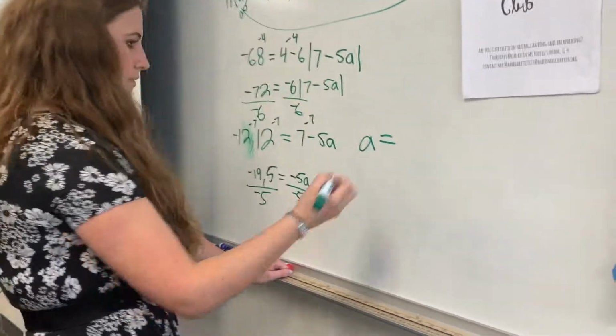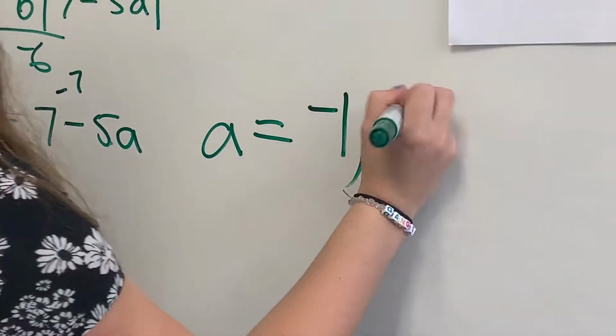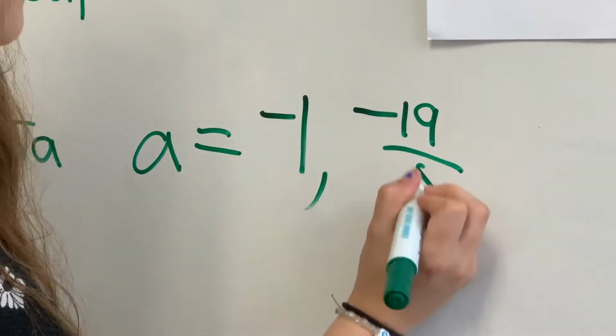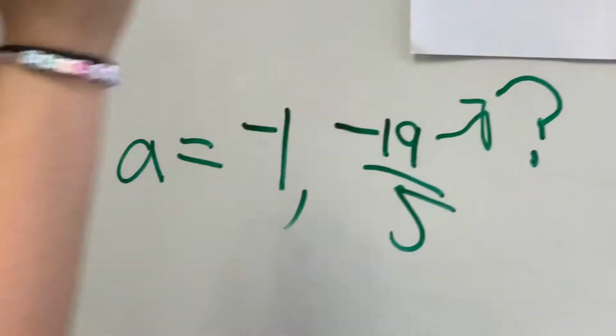Alright, so A equals -1 or -19 over 5. And remember to put this in function notation. We're going to cut to a screen of us doing that because we forgot to do it here.